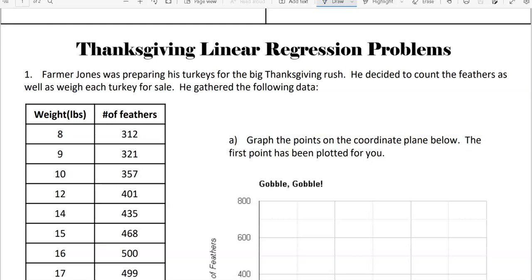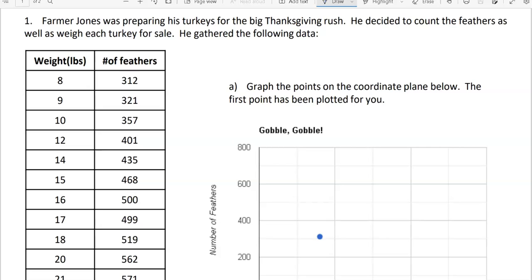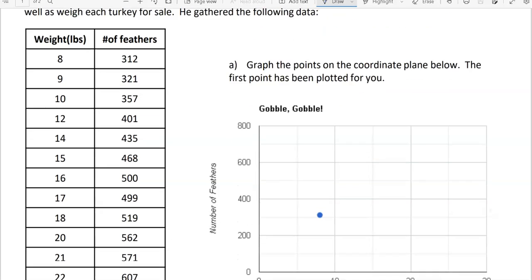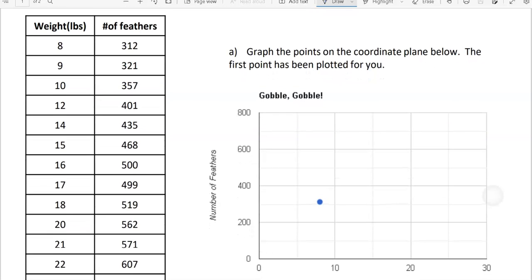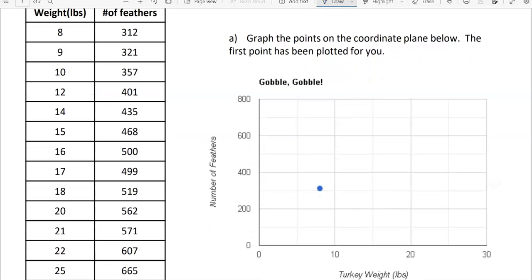Here we go. Farmer Jones was preparing his turkeys for the big Thanksgiving rush. He decided to count the feathers as well as weigh each turkey for sale. He gathered the following data. So he has the weight of the turkey and how many feathers the turkey had. I want us just to graph the points on the coordinate plane. The first point is already there, so the point 8, 312 was already here. We're going to do the point 9 and 321.